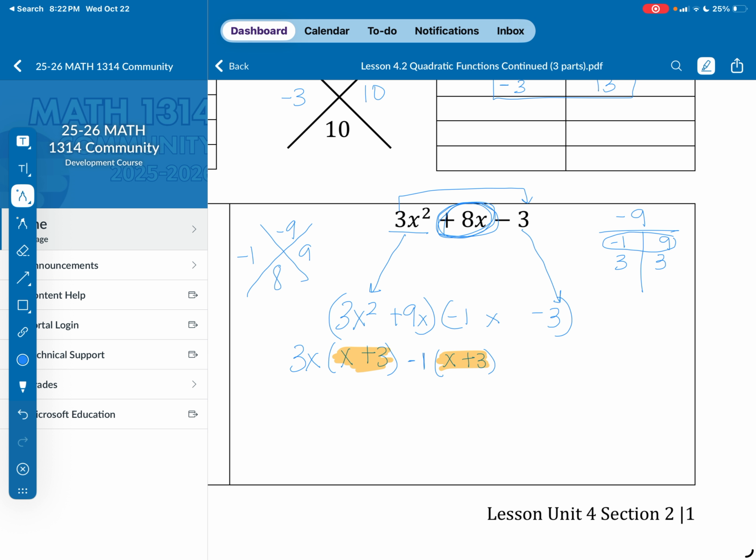Okay? And so, again, once you've got to this point, we bring down our 3x. We bring down our minus 1. And we bring down our x plus 3. Hold on, let me rewrite that. That looks bad. There it goes. There. Okay, and so there you have it.